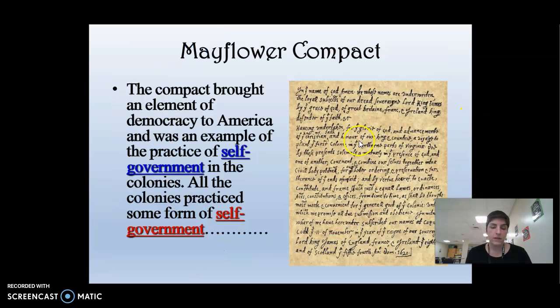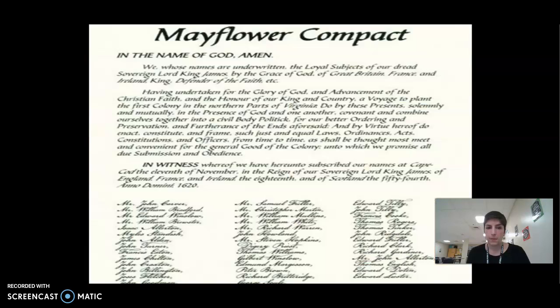The Mayflower Compact is what was written. The compact brought an element of democracy to America and was an example of the practice of self-government in the colonies. All the colonies practiced some form of self-government. So remember, they're from England. They still have a king and a queen from England. But when they're here, they don't have that government here in the United States with them. So they had to create their own small government to actually have rules and laws. And that's why it's called self-government.